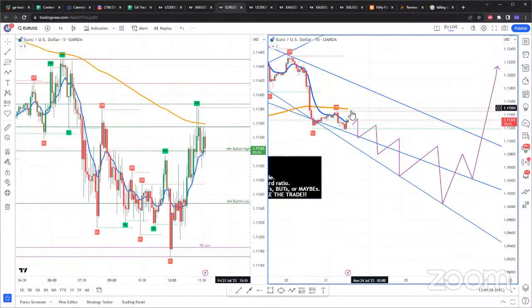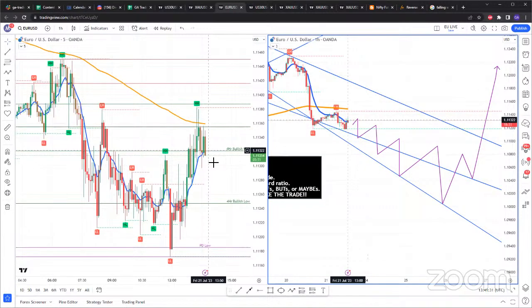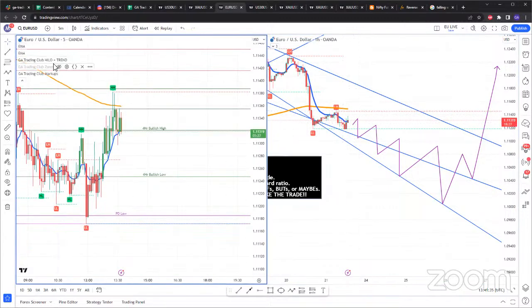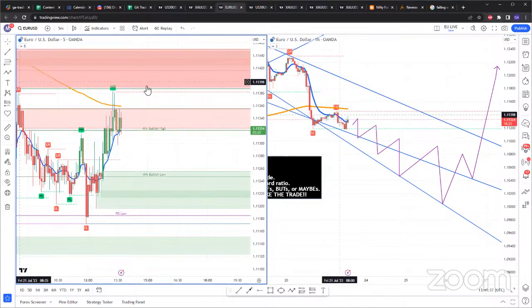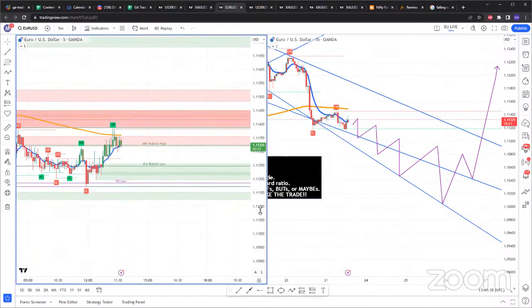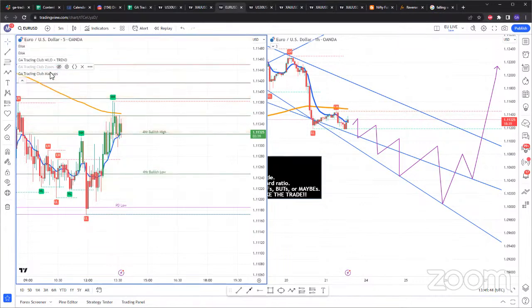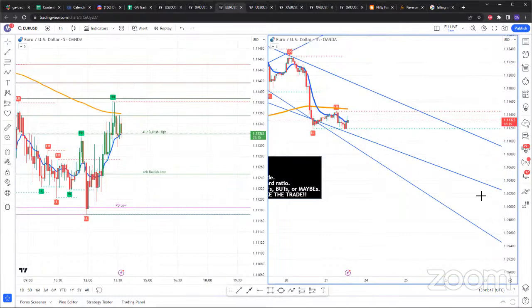But anyway, I've definitely seen this pattern before on EU, and I do expect EU to push to the downside. As much as we do have a 4-hour bullish high and low here, based off of experience, I do expect EU to push to the downside. Any questions regarding any of those three analyses?